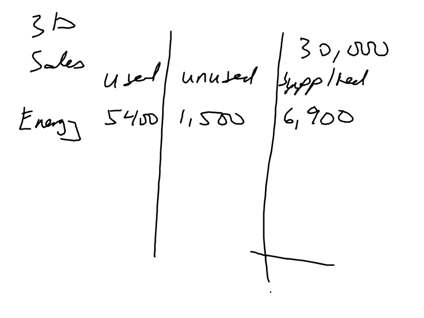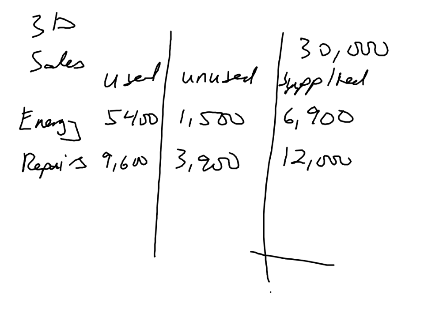All right, and then for repairs, it tells us that we paid for $12,000 in repairs. It tells us that it's $16 per job, and that we had 600 jobs. So if we do $16 times 600, we get $9,600. So we used $9,600, but we paid for $12,000, and the difference between those two is $2,400.